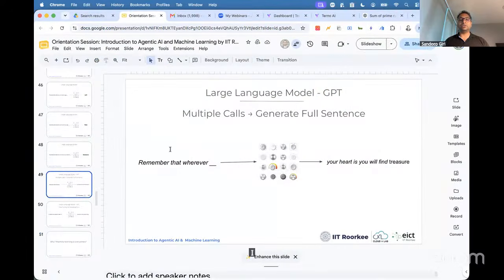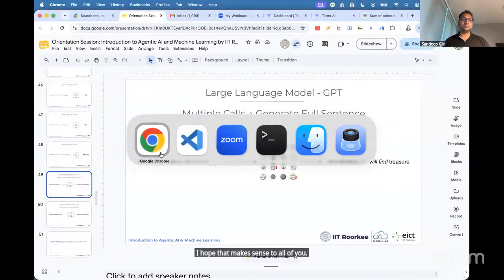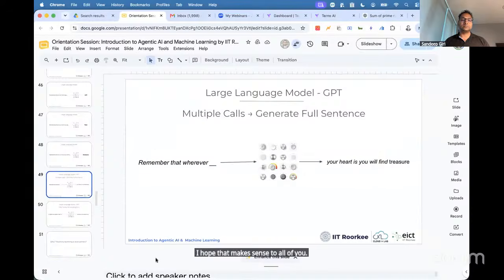I hope that makes sense to all of you. So it is the intelligence of the LLM that tells it that it is supposed to stop now.